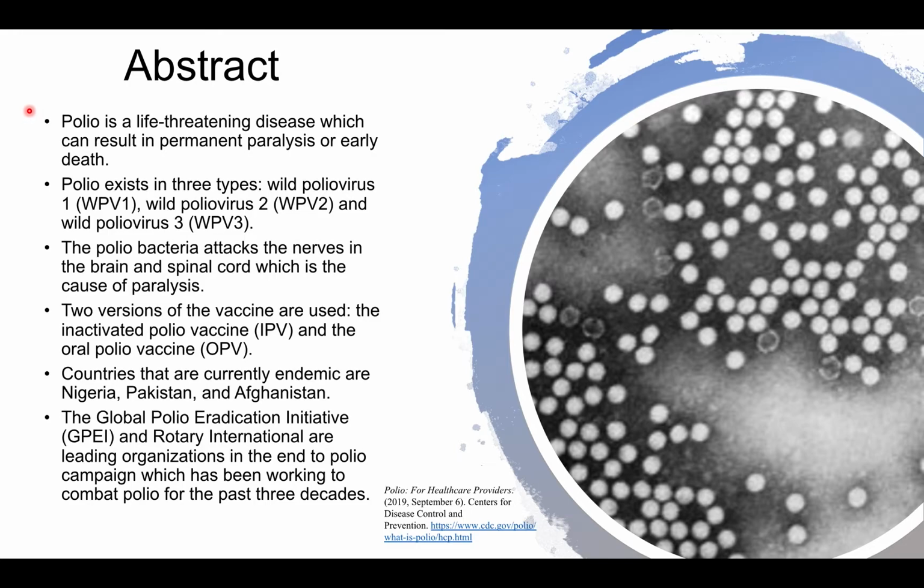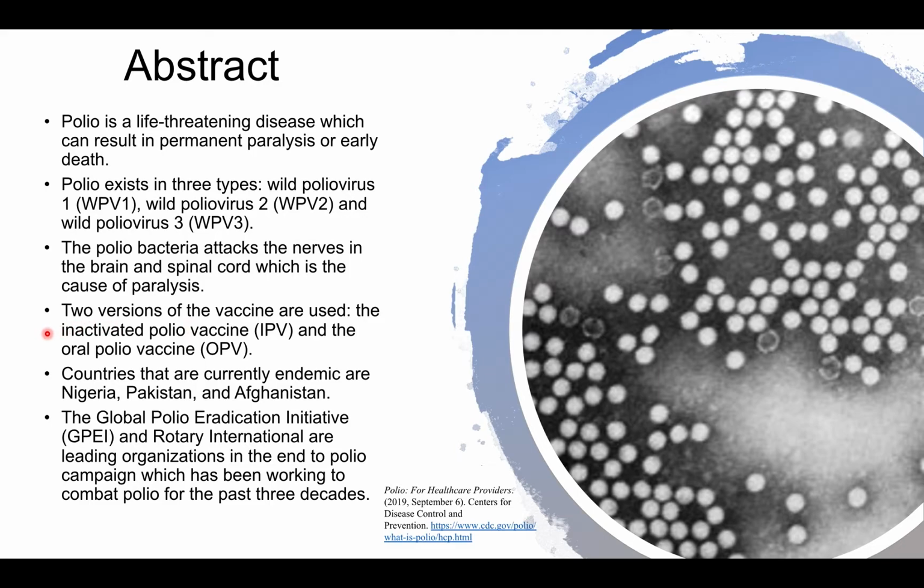To start, polio is a life-threatening disease which can result in permanent paralysis or early death. Polio affects children from an early age, as early as infancy, and the cause of the paralysis is from attacks on the nerves in the brain and in the spinal cord. Polio exists in three types: wild poliovirus 1, that's WPV1, wild poliovirus 2, that's WPV2, and wild poliovirus 3, that's WPV3. On the right is a transmission electron micrograph of the poliovirus under a microscope as well.